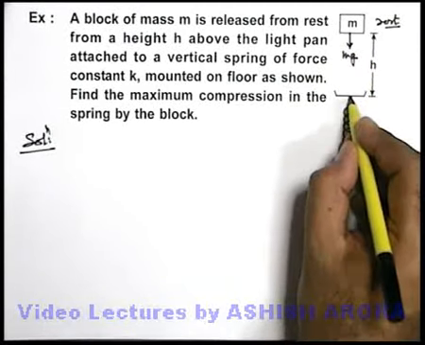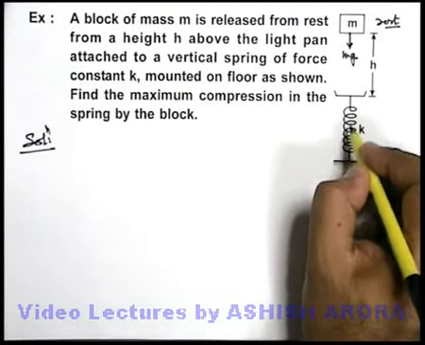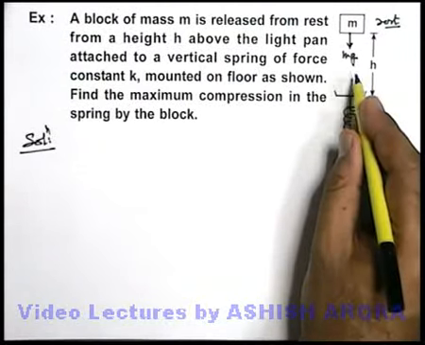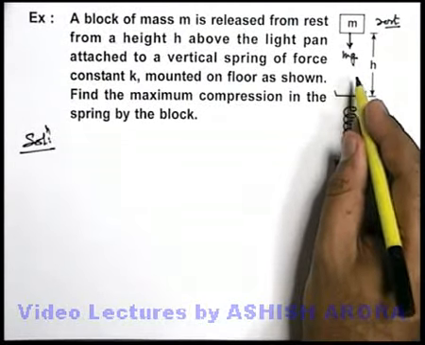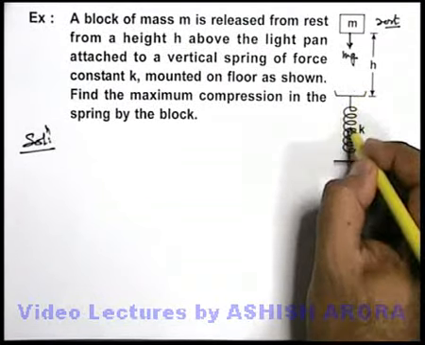When it strikes the pan, it will start compressing the spring in the downward direction, and the spring will start opposing the block in the upward direction. Or we can say the spring has started doing negative work on the block when it comes down.